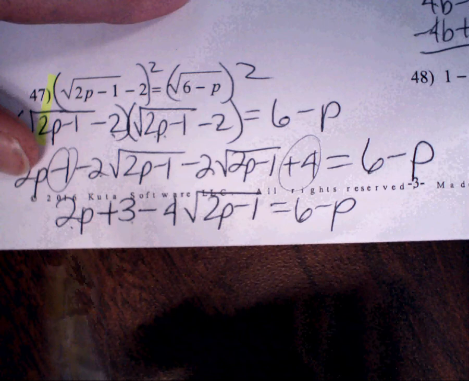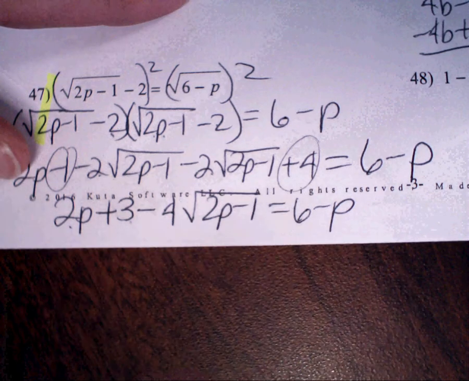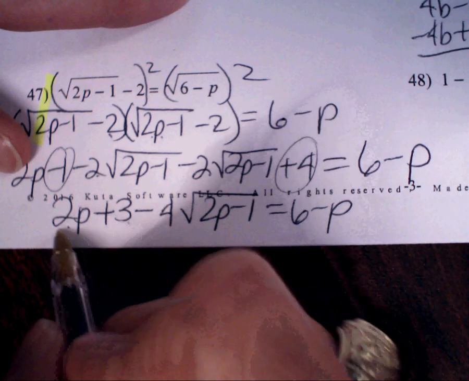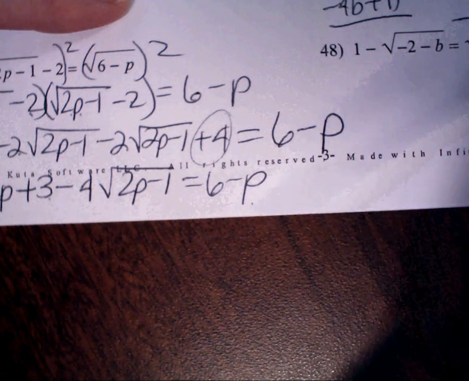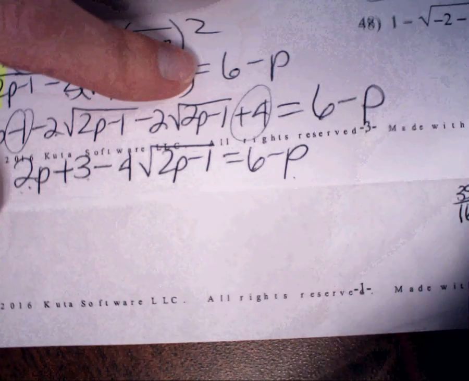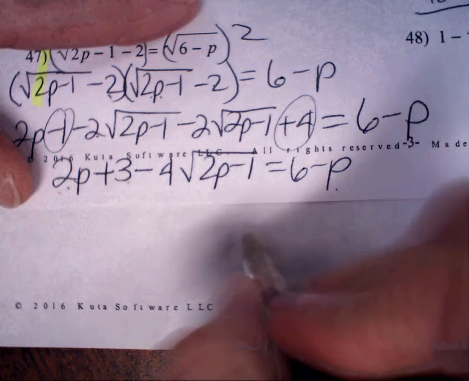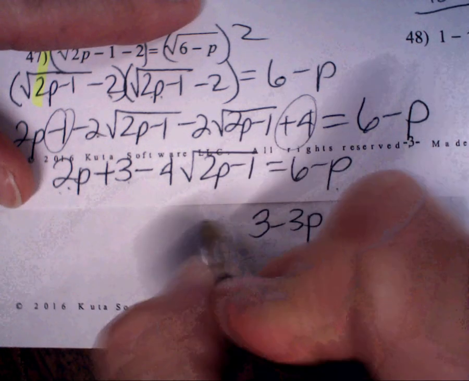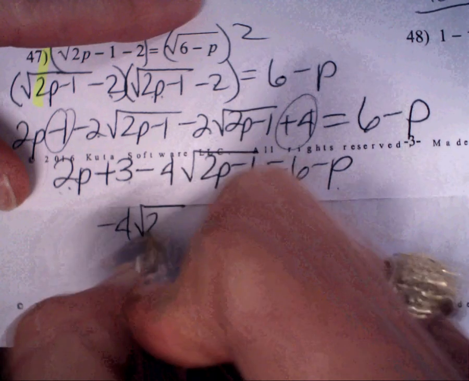Sorry, I'm making sure my work is right. Alright, subtract 2p, I get, okay, I'm good. Oh man, I'm running out of room. Let's see, I'm going to fit it in right here. Alright, so then we get a negative 3p and a 3 equals negative 4 square root of 2p minus 1.